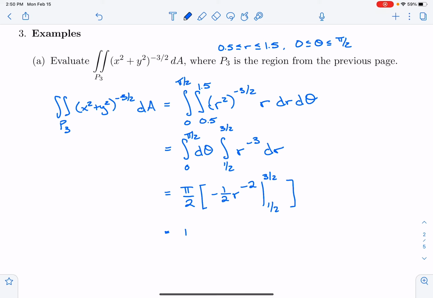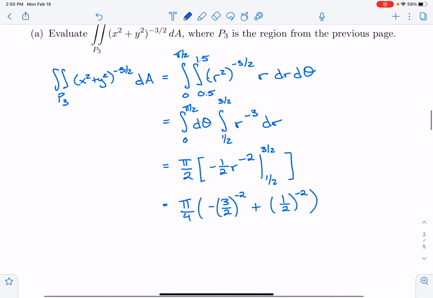So in fact, we'll write this as pi over 4 times minus 3 halves to the negative 2, and then plus 1/2 to the negative 2. We can do just a little bit more simplification. So we're going to get pi over 4. And let's see, 3 halves to the negative 2, well, we're going to flip that over. That's 2/3 squared, so that's going to be 4/9, with a minus. And then plus 1/2 to the negative 2. So that's 2 to the 2, so that's going to be 4.